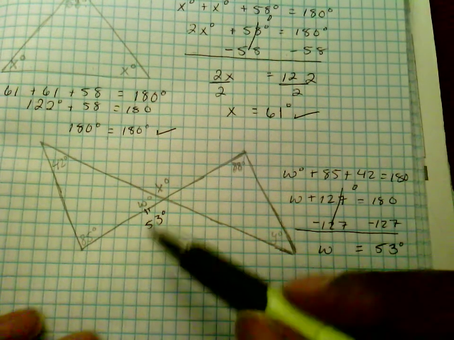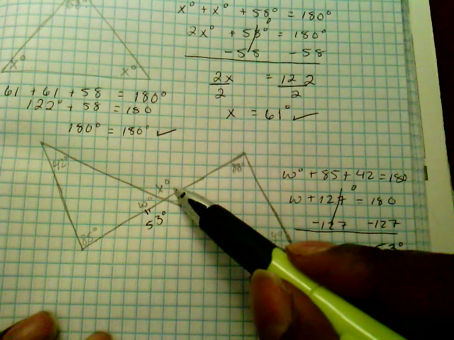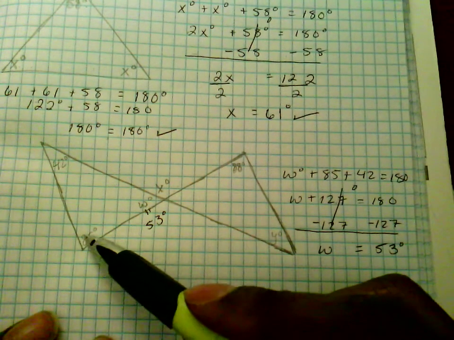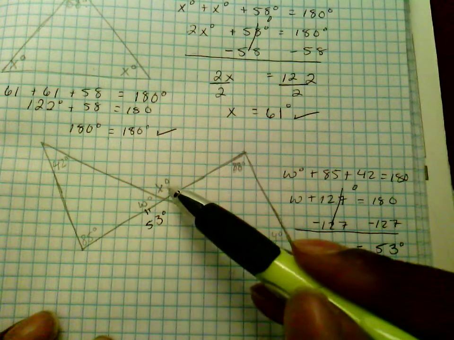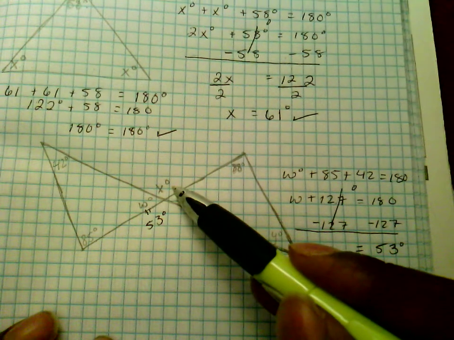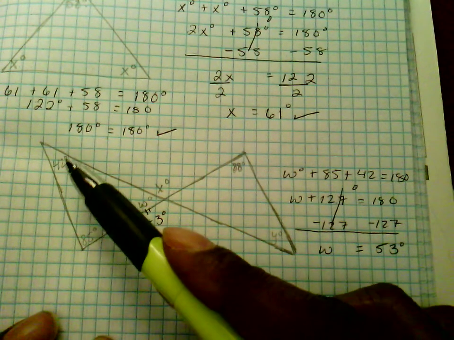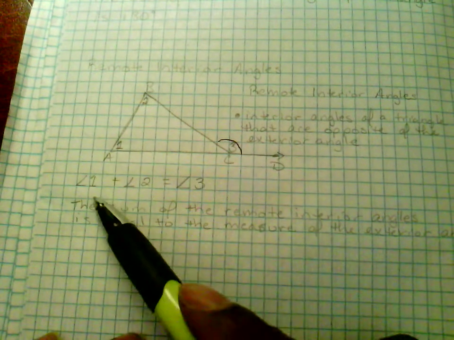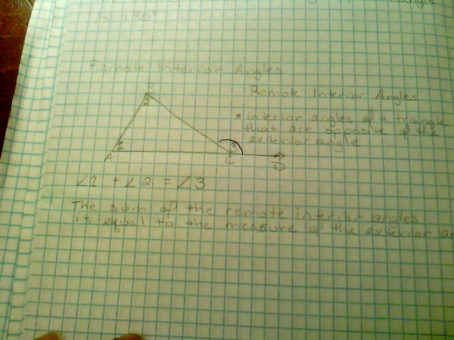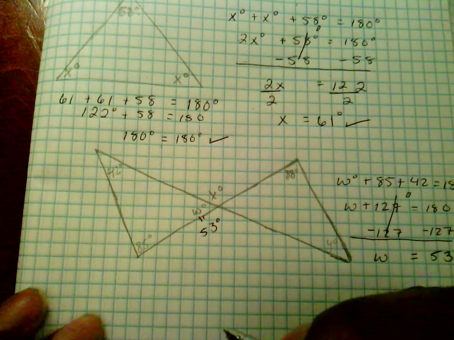Also, another helpful hint is X is an exterior angle. So which means that the 85 degree angle and the 42 degree angle are the remote interior angles to this exterior angle. So again, looking back at the remote interior angles, the sum of the remote interior angles is equal to the measure of the exterior angle. So let's use that. And there's also something else we're going to use to double check that.